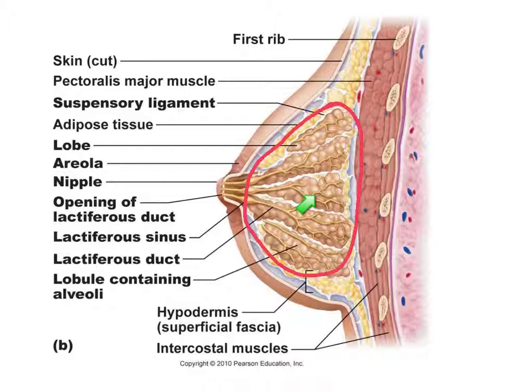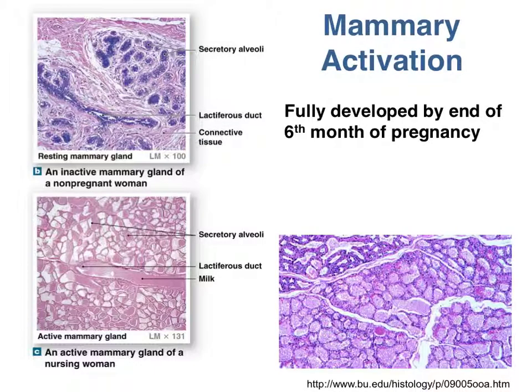In women who are not pregnant, the majority of the breast is fat tissue. The glandular structure is very undeveloped. The mammary glands are fully developed by the end of the 6th month of pregnancy. At this point, the expectant mother may experience sporadic secretions, leaking breast milk. Development of the mammary glands is under hormonal control.